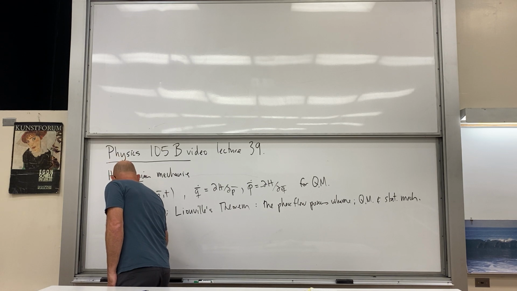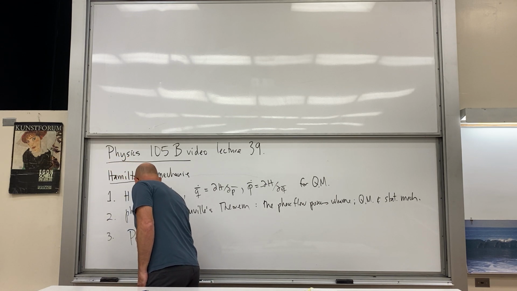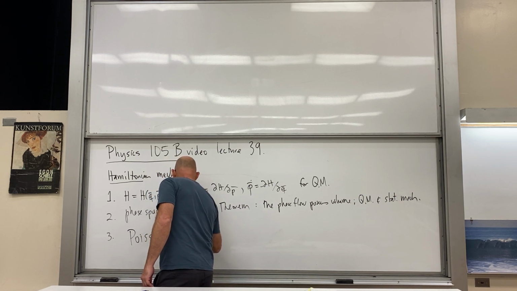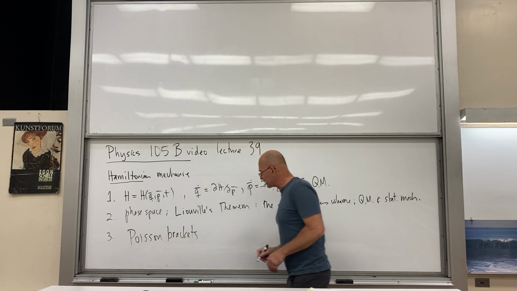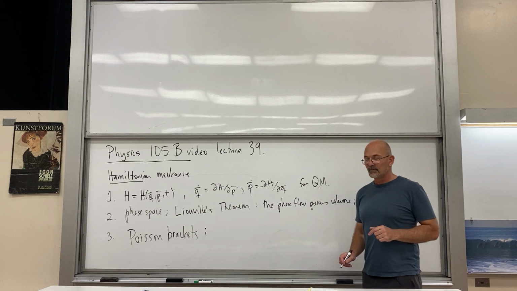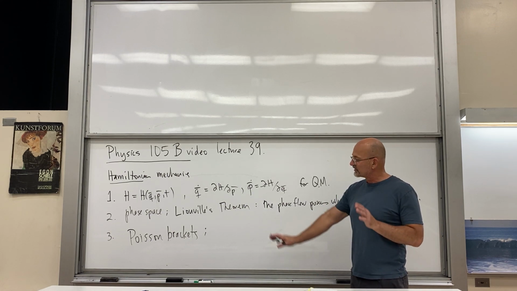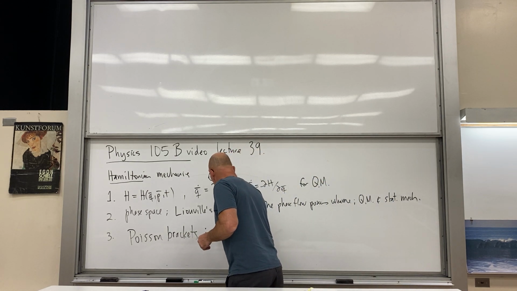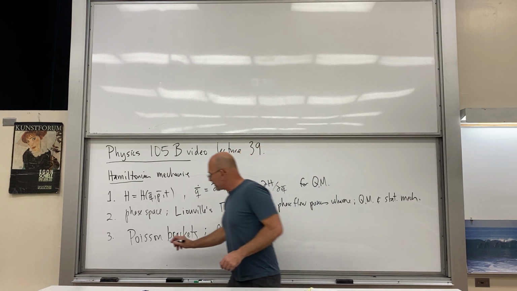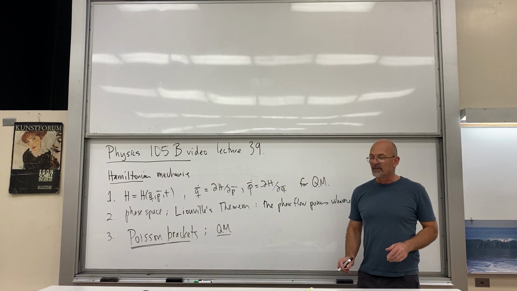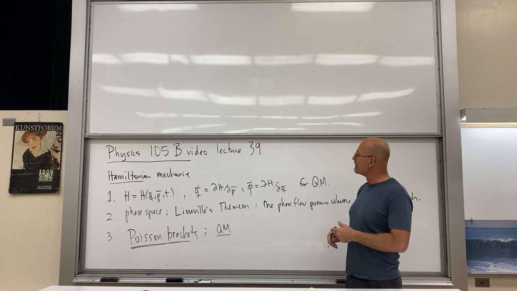And a third aspect is what we're going to do today: Poisson brackets. Again, that is referenced in quantum mechanics where it is called the commutator. That's the classical analogue of the commutator. So this is what we're going to talk about in this hour, and we don't have to do that much with them, but we want to see them and know what they're all about.